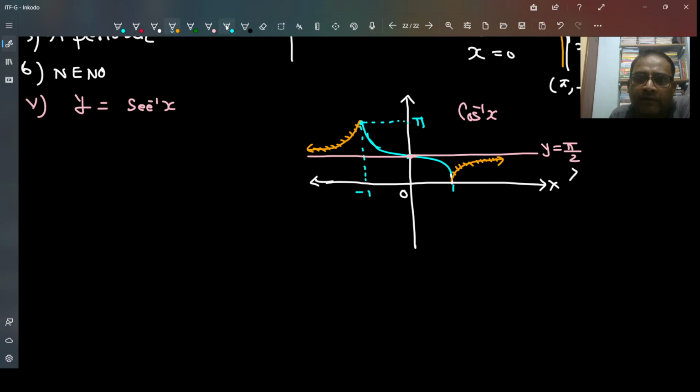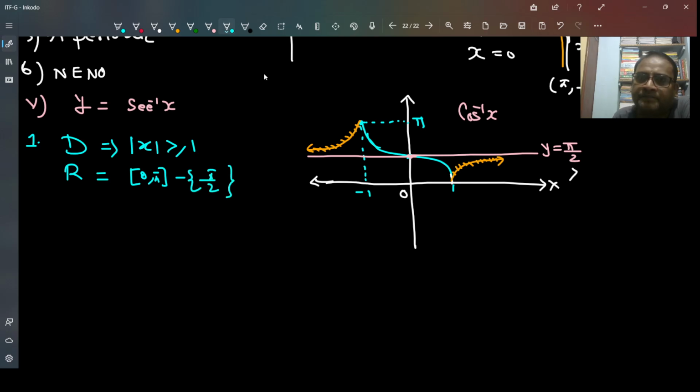Okay. So here we notice, number one, the domain of the function. The function is defined after 1 and before -1, so you can say that mod of x should be greater than or equal to 1. This is the domain. What is the range of this function? The range is similar to 0 to pi, but pi by 2 will not come. So 0 to pi, closed bracket, except this point, pi by 2. Pi by 2 will not occur because it is the asymptote. Okay, everything is fine.